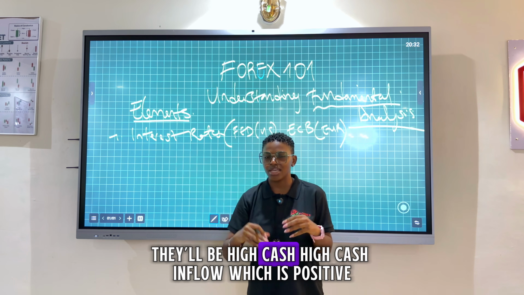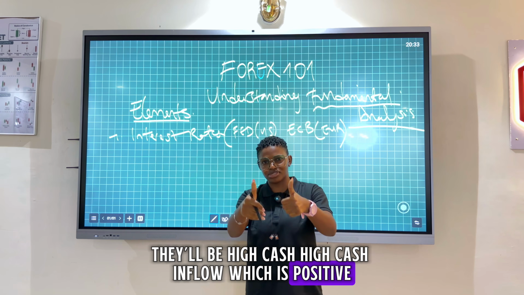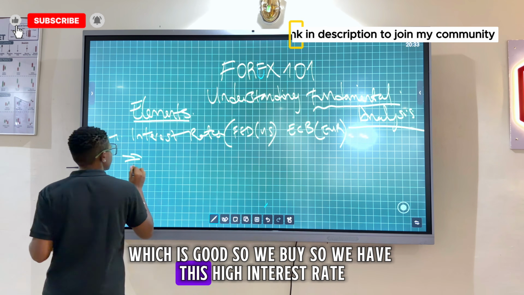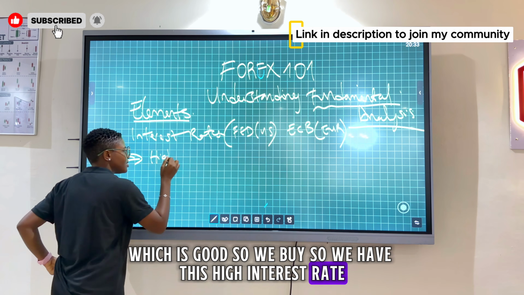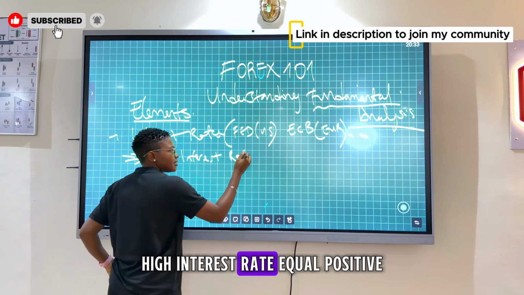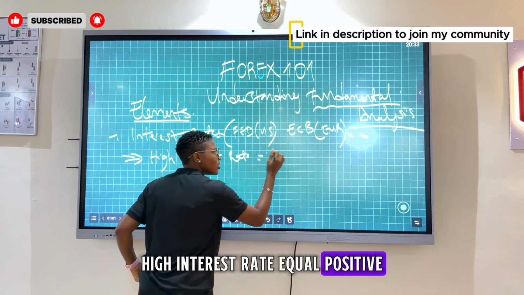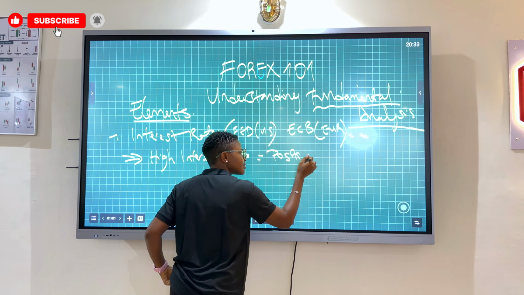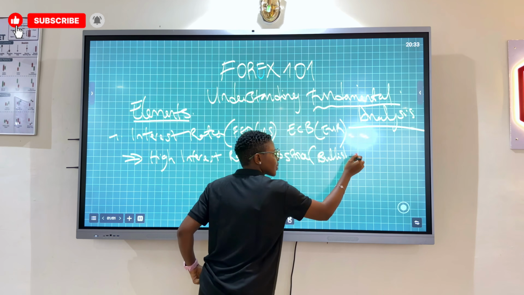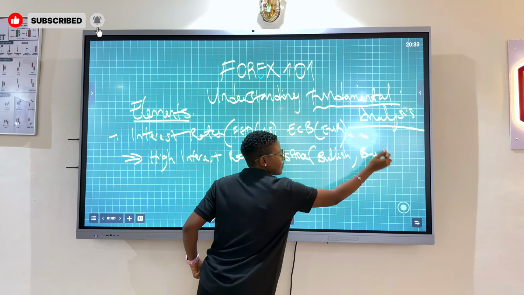There will be high cash inflow, which is positive, which is good. So we buy. So we have this high interest rate equal positive, in bracket bullish, in bracket buy.